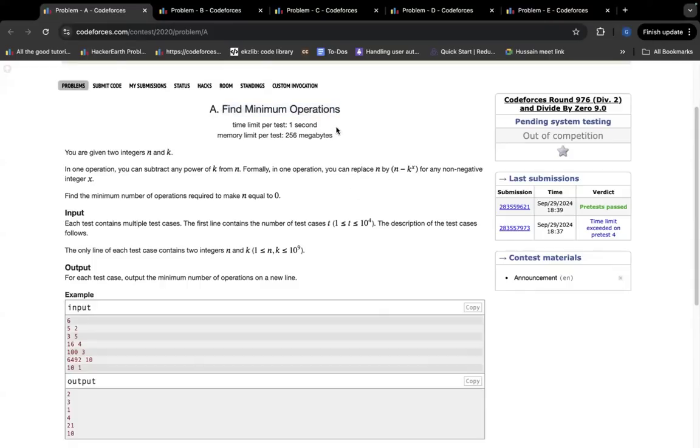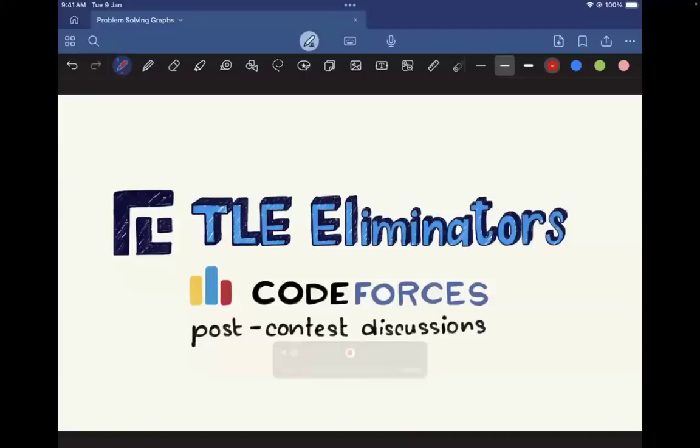The first problem is find minimum operations. You are given two integers n and k. In one operation, you can subtract any power of k from n. That is, formally replace n by n minus k raised to x for any non-negative integer x. Find the minimum number of operations required to make n equal to 0.